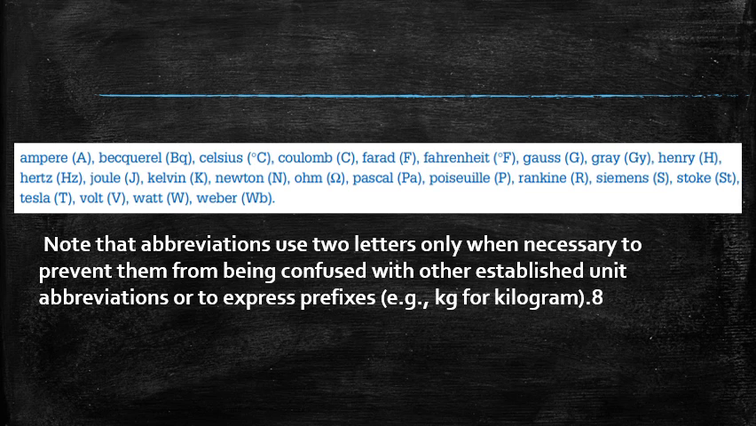Here we usually use one letter, Newton just N, Kelvin just K, but sometimes we use two letters like Pascal, Pa, to not confuse it with P. This is with P and this is with P, so here we used two letters for Pascal instead of just the P. We use two letters only when necessary to prevent them from being confused with other established units.